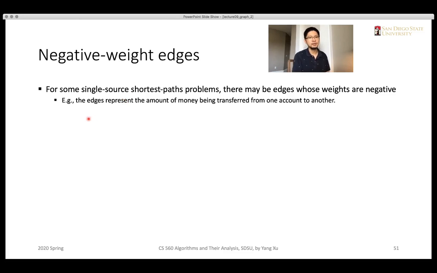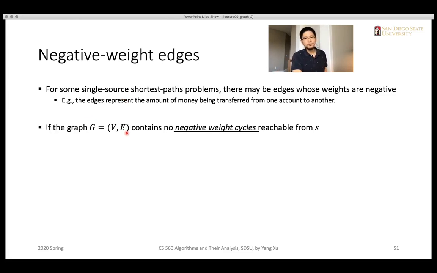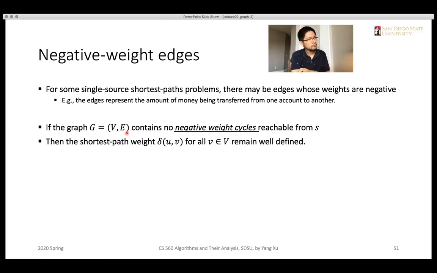So the weights are not necessarily positive. Okay, so we allow the existence of negative weights. But we say that the graph should not contain negative weight cycles. The shortest path weight delta for all the vertices in the graph will be well defined if and only if there's no negative weight cycles. So if there's one negative weight cycle that is reachable from the source, then the shortest path problem is not well defined. So we'll see later why.